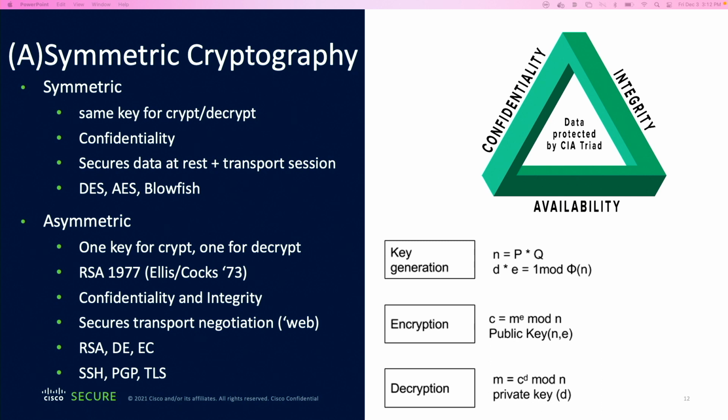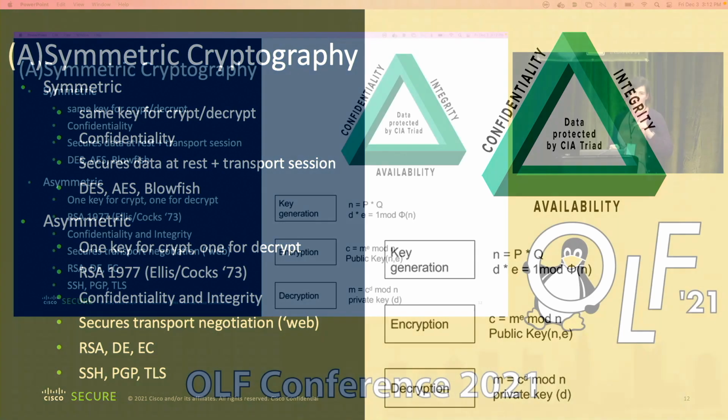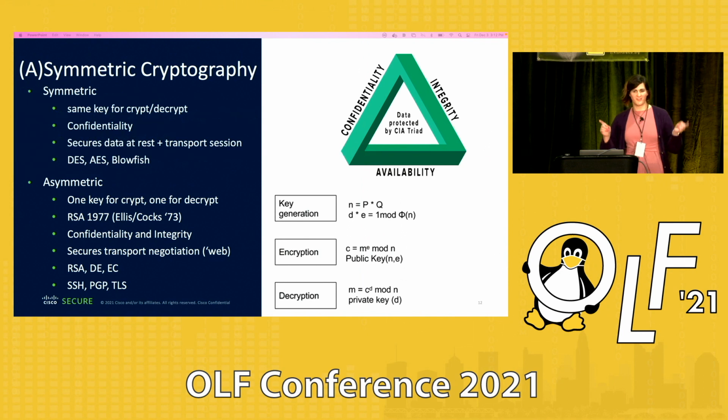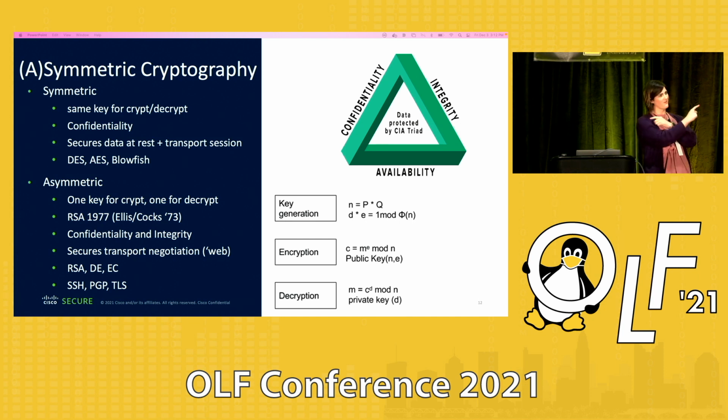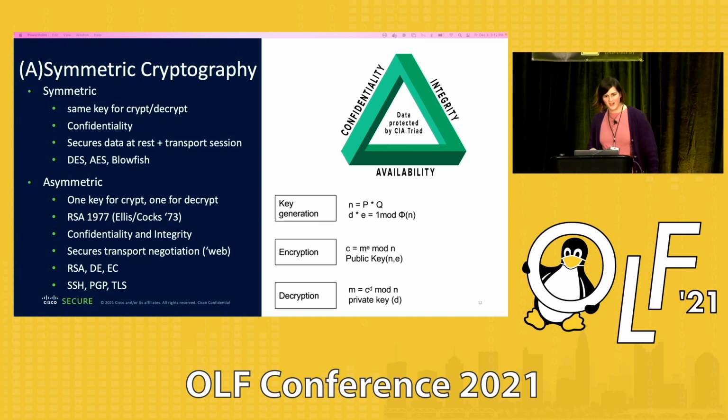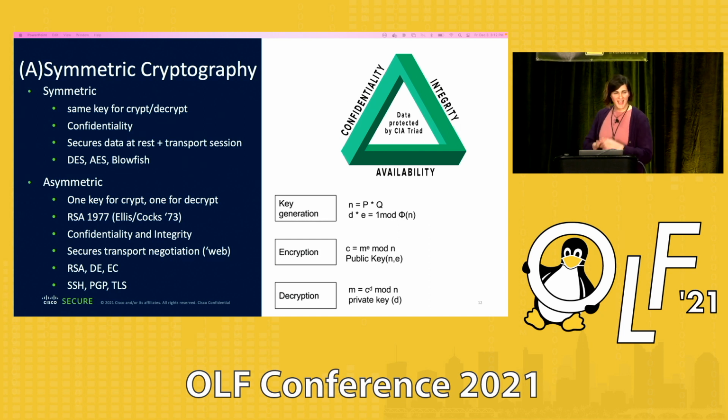Asymmetric's newer and cooler, I think. That's one key for encryption and one key for decryption. Generally speaking, like RSA and a lot of these, you can use the public key to encrypt. It can only be decrypted by the corresponding private key and vice versa, so it's reversible. That gets us confidentiality and integrity. So depending on how they sign it, I can guarantee that the person sending it is who they say they are, by virtue of they're the only people that should have that private key.